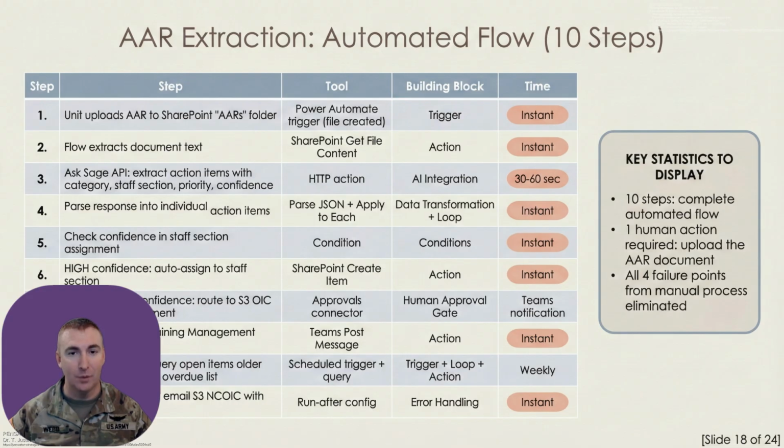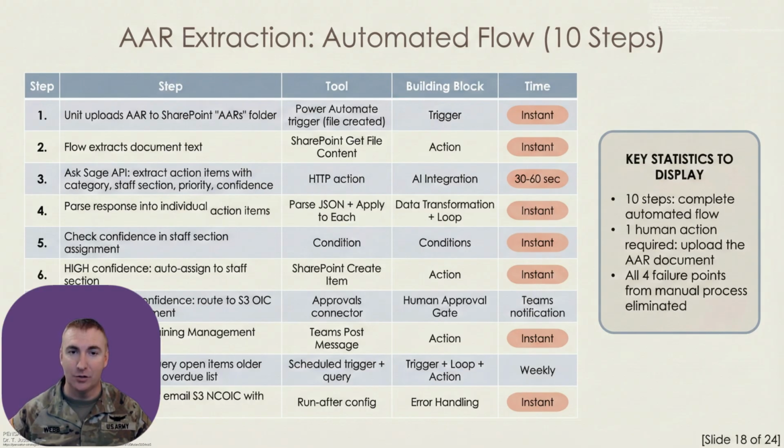10 steps. Only one requires a human. Upload the AAR document to SharePoint. From there, the flow triggers instantly. Extracts text. Calls Ask Sage to identify action items with category, responsible section, priority, and confidence. High confidence items auto-assign. Medium and low confidence items route to the S3 OIC for manual assignment. A weekly subflow queries anything open past 14 days and sends overdue notifications. All 4 manual failure points eliminated.